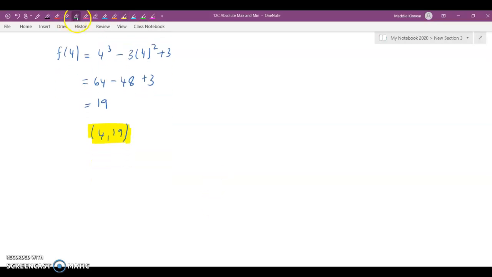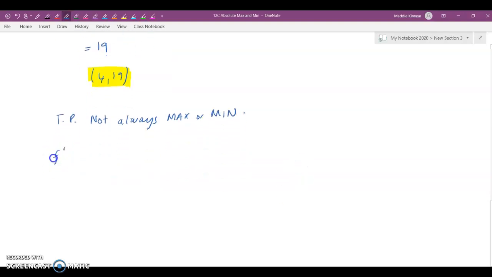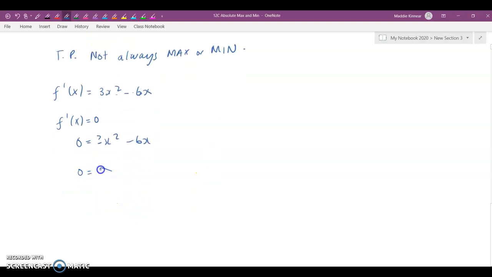Alright, now we need to have a think about turning points. So turning points, remember, not always a maximum or minimum. I should say always. So we need to be aware of that. Our first derivative is equal to 3x squared take 6x. And so we can solve then, if we set this equal to 0, we find our turning points. And factorising it and solving it, I'm going to get x is equal to 0 or x is equal to 2.